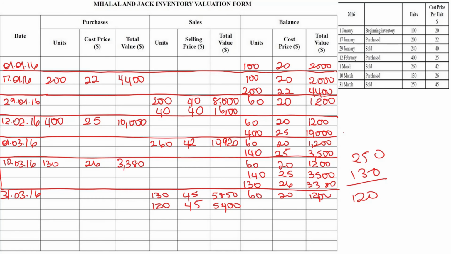Now, on hand, we have the 60 units because we didn't take anything from that. So this will remain the same. And we took 120 units from 140 units. So therefore, we're going to have 140 minus 120. And that's going to leave us with 20 units at $25, which is going to give us a total cost of $500 on hand.